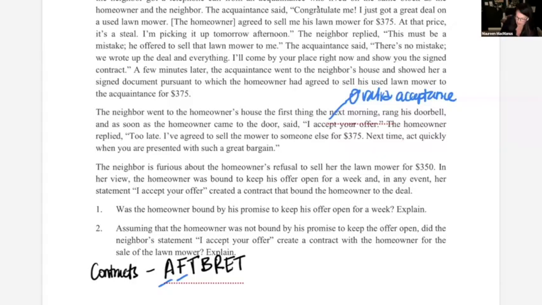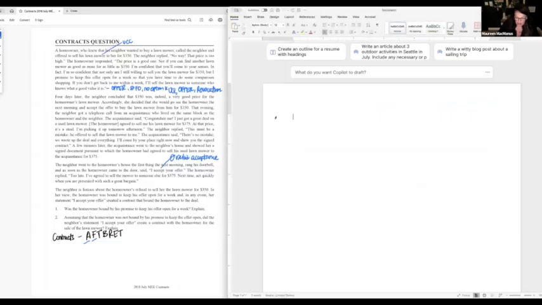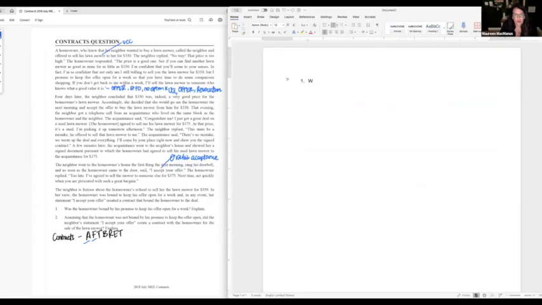So let's write this answer. I'm gonna do my setup here. So I'm gonna look at the call of the question and break it down a bit. So one, was the homeowner, and you can do this as the issue, is whether the homeowner is bound by his promise to keep his offer open for a week.